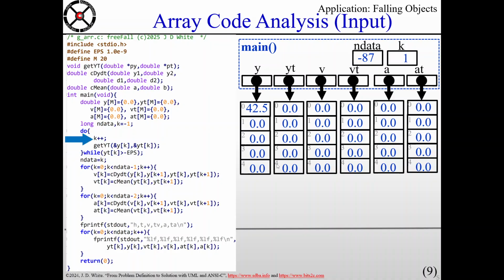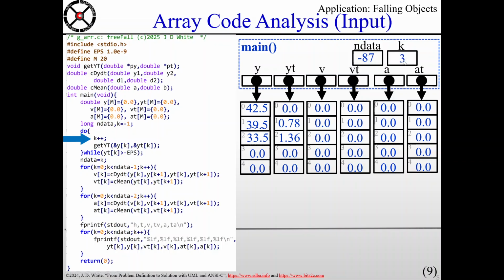Increment K. Get Y and T. This time 39.5, 0.78. Check: is Y1 equals 0.78 greater than -10 to the -8? Yes, it is. Repeat. Increment K. K is now equal to 2. Get the values. This time it read 33.5 and 1.36. 1.36 is greater than -10 to the -8. Repeat.